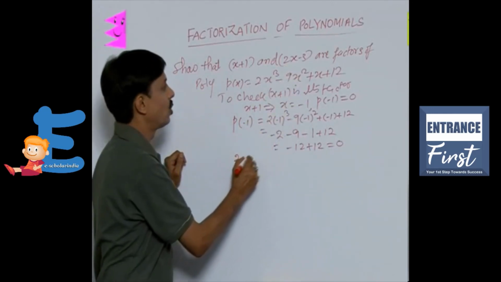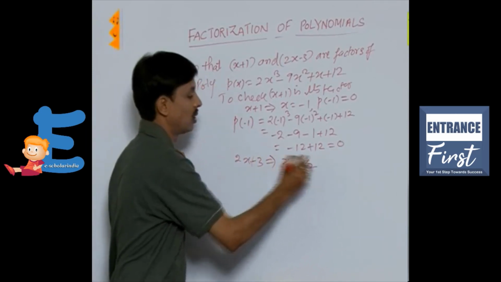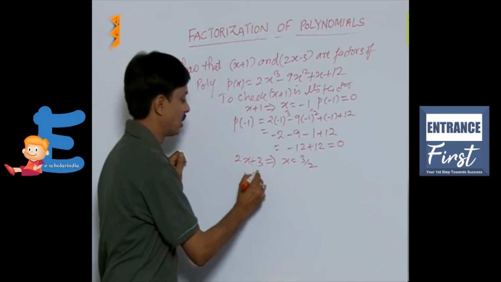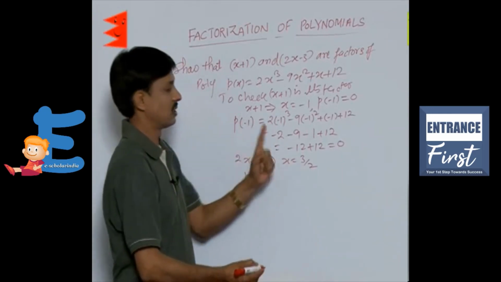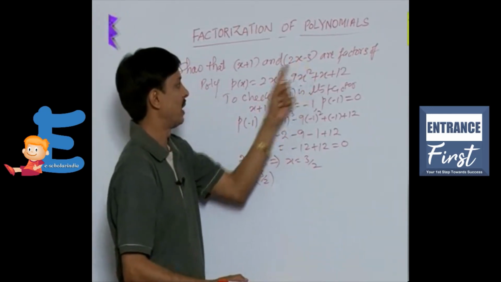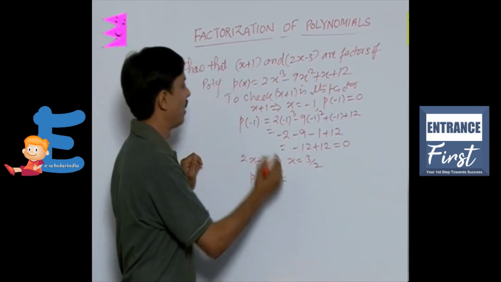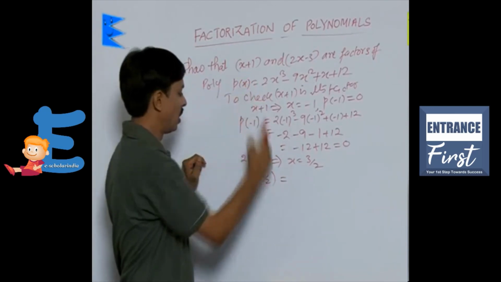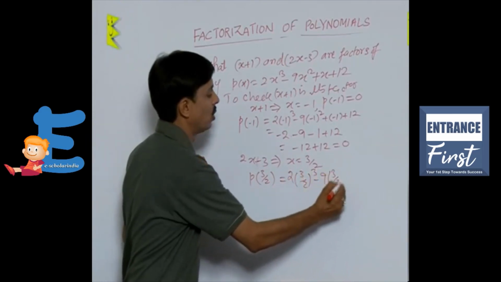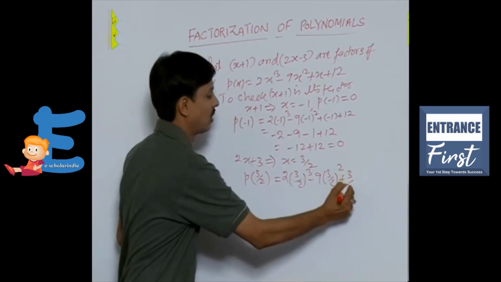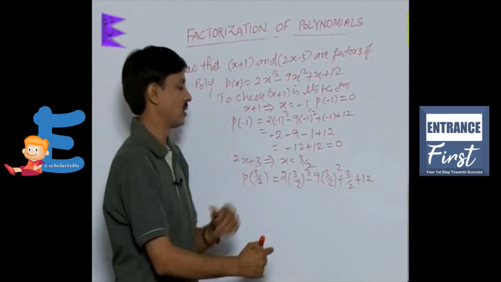For the second case, 2x minus 3. 2x minus 3 implies that x equals 3 by 2. So I will check if p of 3 by 2 is 0. If p of 3 by 2 becomes 0, then I can say yes, it is the factor. It means 2x minus 3 is a factor of 2x cube minus 9x square plus x plus 12. So to find p of 3 by 2, put 3 by 2 in place of x. So p of 3 by 2 becomes 2 into 3 by 2 whole cube minus 9 into 3 by 2 whole square plus 3 by 2 plus 12. That is, every x is replaced by 3 by 2.